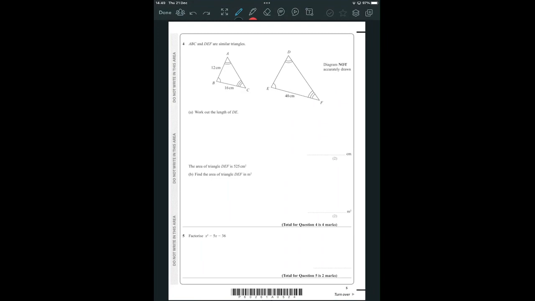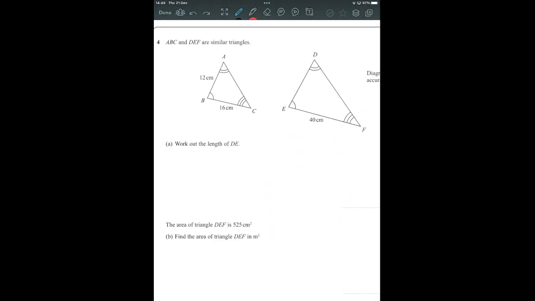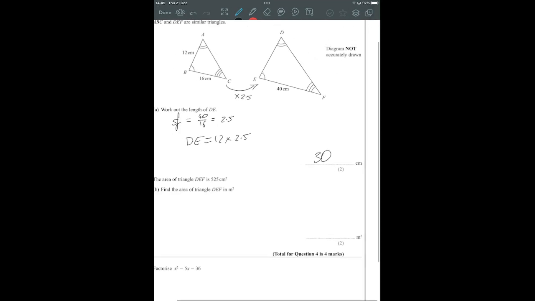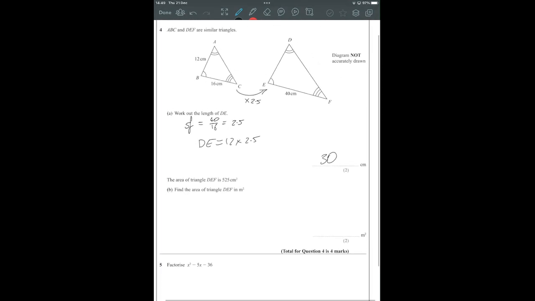Question 4, similarity. Similarity for me is always to find the scale factor first. I always do big divided by small. 40 divided by 16 simplifies down to 2.5. So that's telling me I'm multiplying by 2.5, going from the small one to the big one. And we want the length of DE: 12 times 2.5. Of course, type that into your calculator to get your answer of 30 units for the answer line. We're happy already. The area of DEF, so this time we're going backwards, is that.